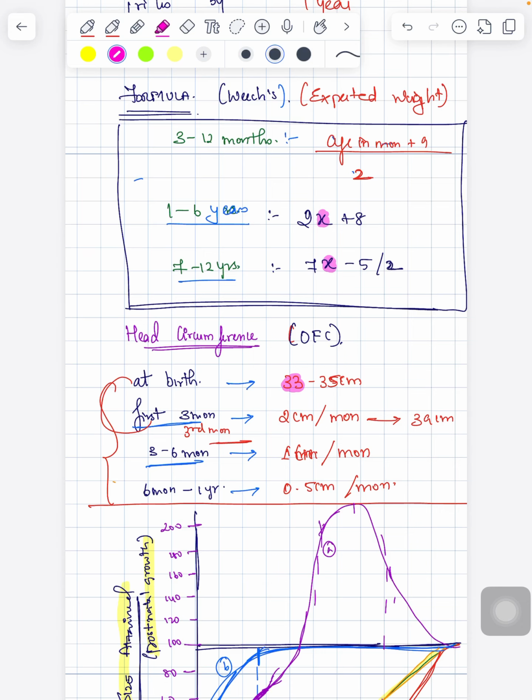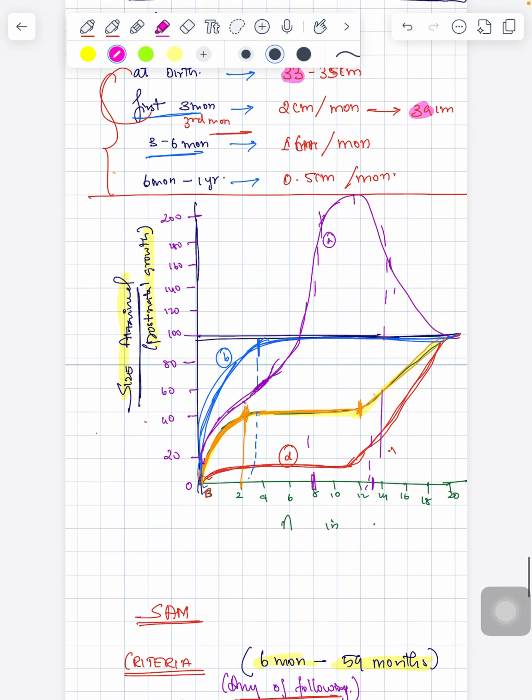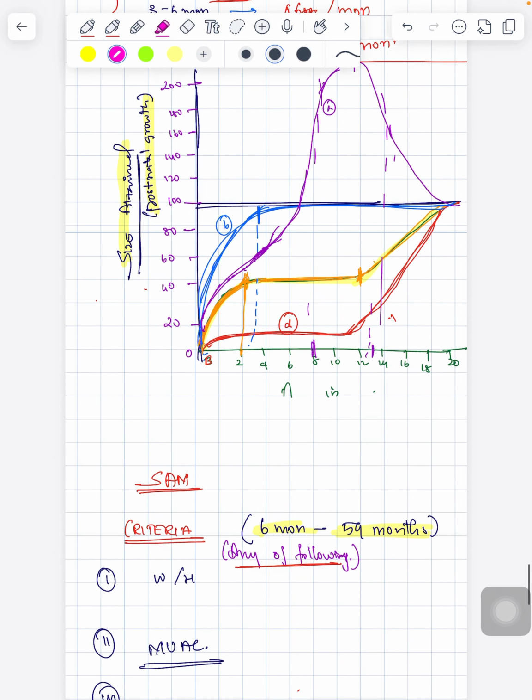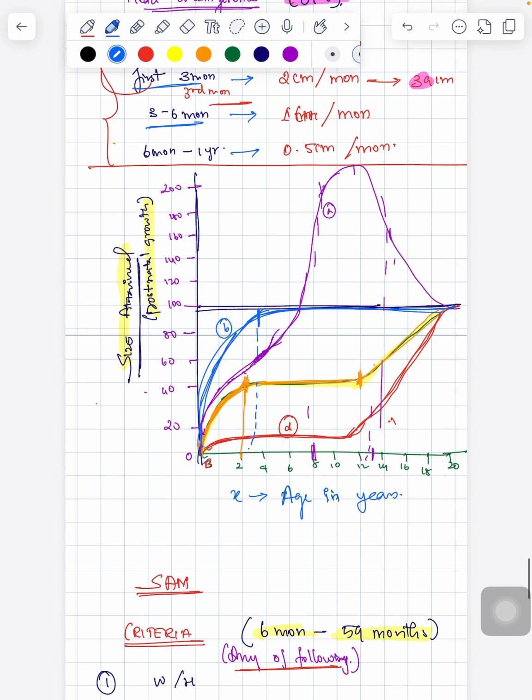Next, a very important growth curve. Here we are having age on the x-axis. I have taken age in years on the x-axis, and on the y-axis it is the size attained in percentage regarding your postnatal growth. First one, A.